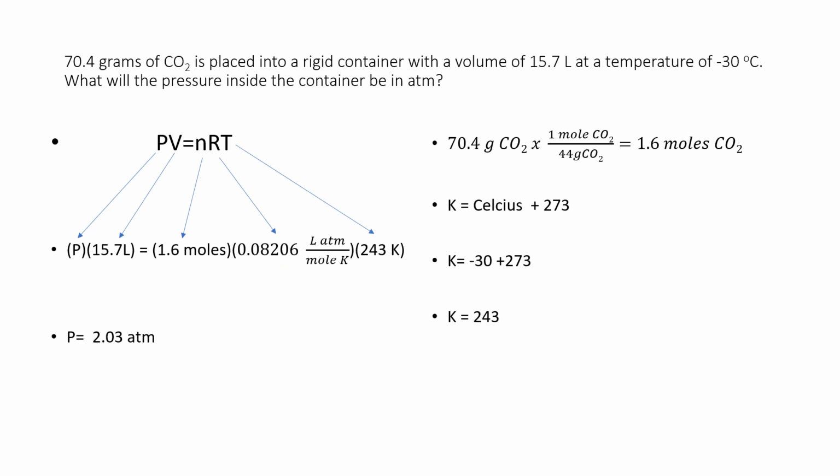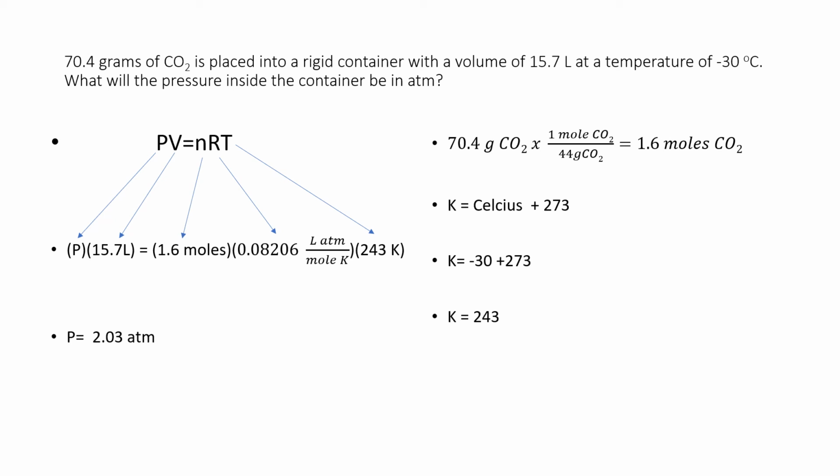Next, I want to do some ideal gas law problems with you, some PV equals nRT problems. So this problem says 70.4 grams of CO2 is placed into a rigid container with a volume of 15.7 liters and a temperature of negative 30 degrees Celsius. What will the pressure inside the container be in atmospheres?